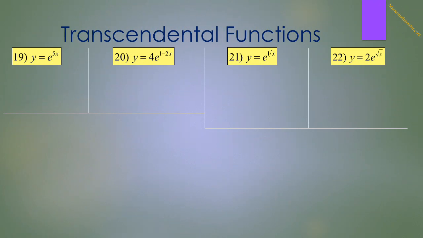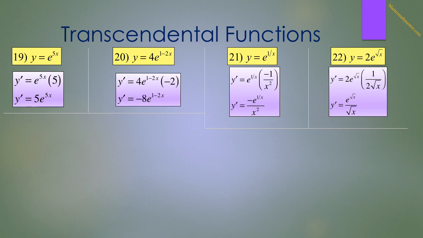In problems 19 through 22, you are given expressions involving e to a power, and you're asked to find the derivative. In 19, you're given y equals e to the 5x, so the derivative is e to the 5x times the derivative of 5x, which is 5. Final answer, 5e to the 5x.